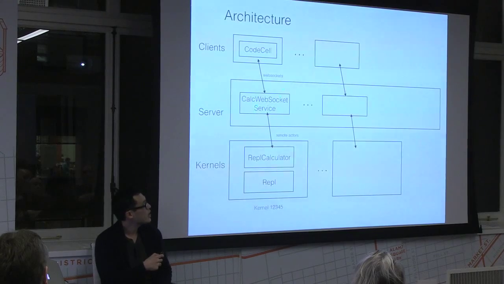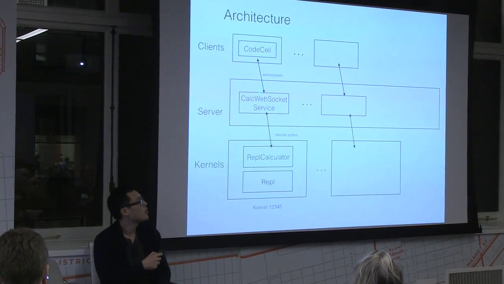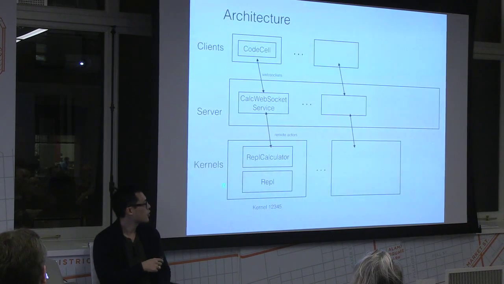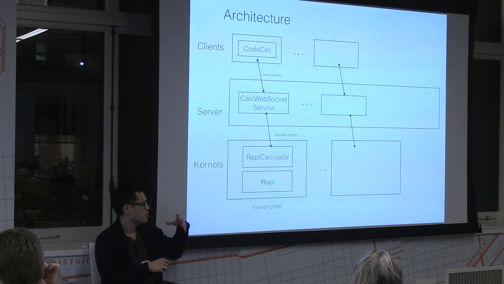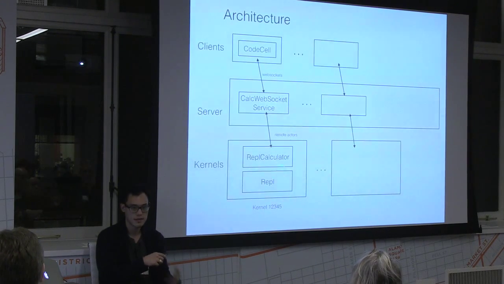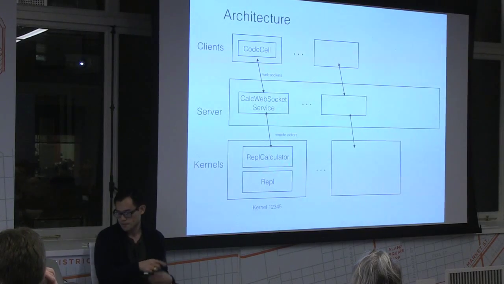So the calc WebSocket service basically knows how to map an open WebSocket connection to a running kernel. And the kernel over here, we use remote actors to communicate between the server and the front end, the API of this kernel, which is a REPL calculator, which is itself an actor. It has a handle to our REPL service, which itself is implemented by using the Scala IMain class, which is the built-in interpreter that backs the actual Scala REPL.